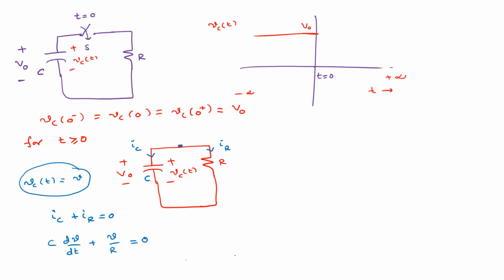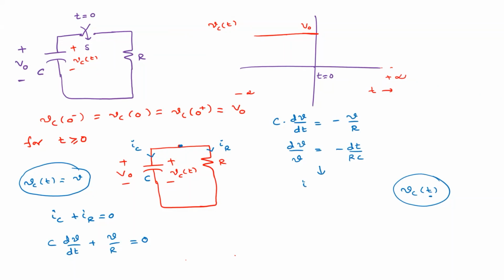Now our objective is to find the voltage across the capacitor at every instant. As the time varies, how will the capacitor voltage vary? That is what we are going to find out. So how do we find that? We need to integrate this. So the next step is integration. On one side we have dV by V, and on the other side, minus dt by RC.